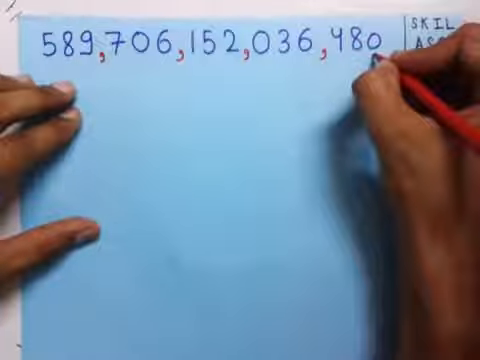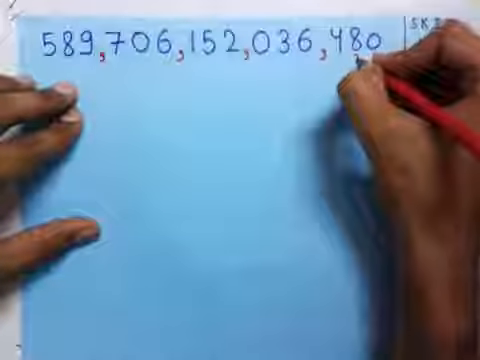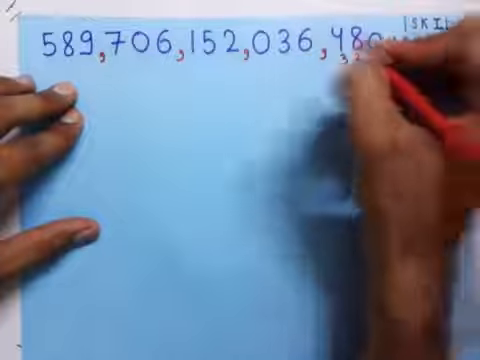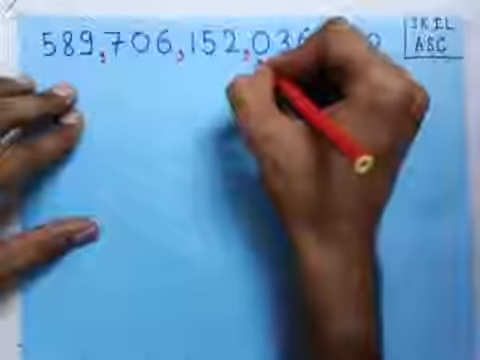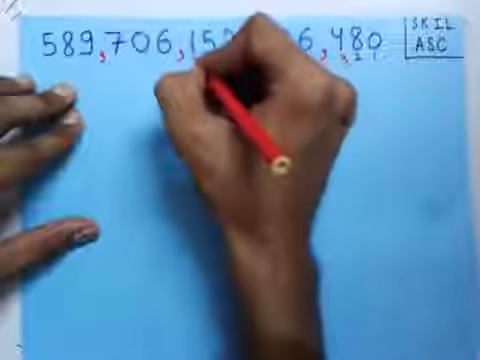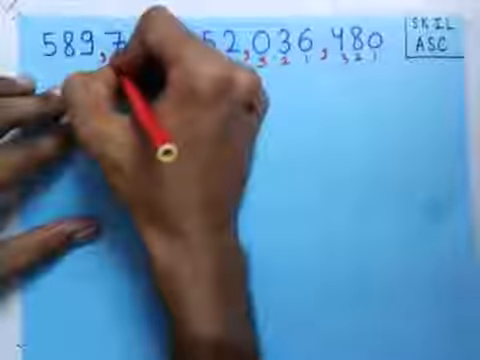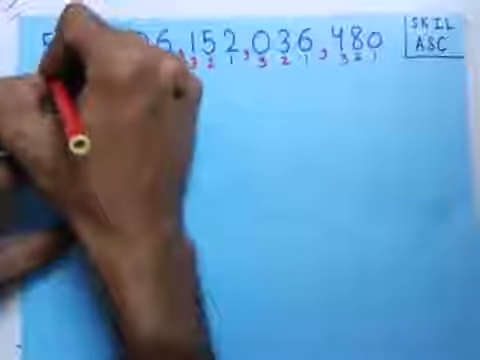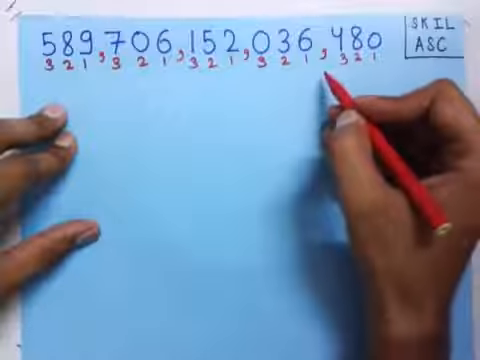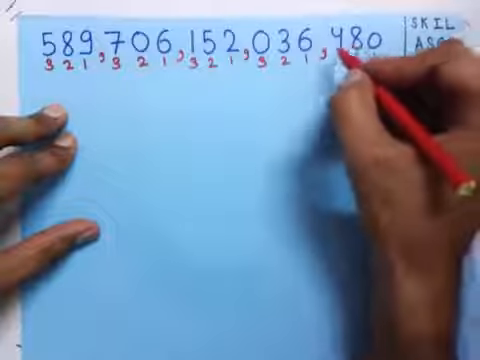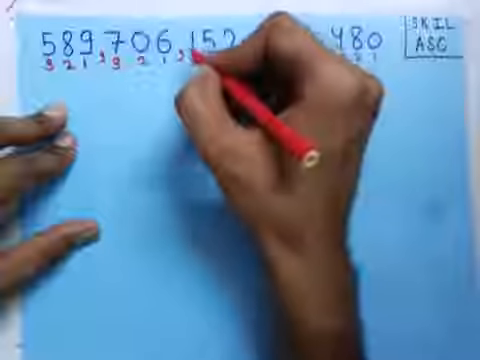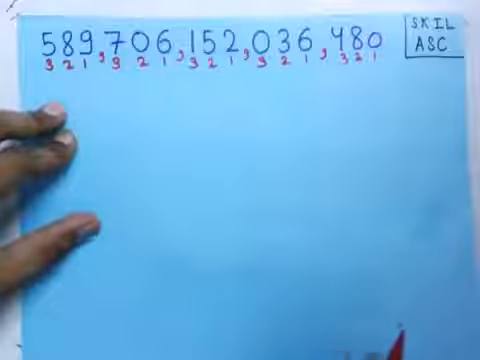You see, this is 1, this is 2, this is 3. Again, this is 1, this is 2, this is 3. 1, 2, 3, 1, 2, 3, and 1, 2, 3. So we have put a comma after every 3 digits.